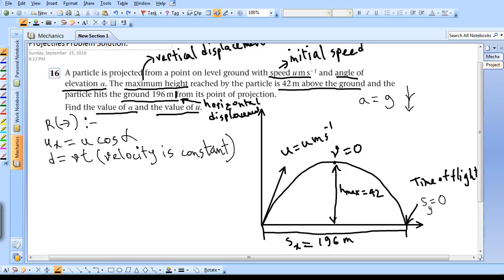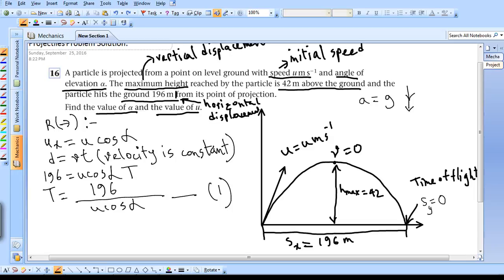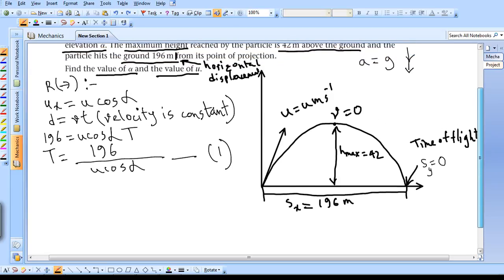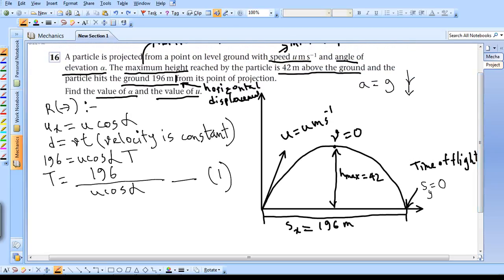So now let us substitute the values. Here d is 196, v is u cos alpha, and t is the time of flight. Now let us make t the subject, and we will get t equals 196 over u cos alpha. Let us name this as equation 1. I hope that you have understood this step.